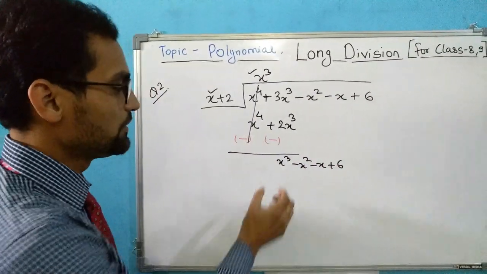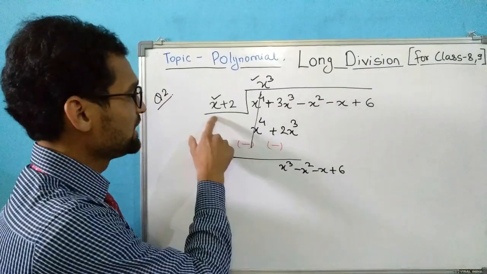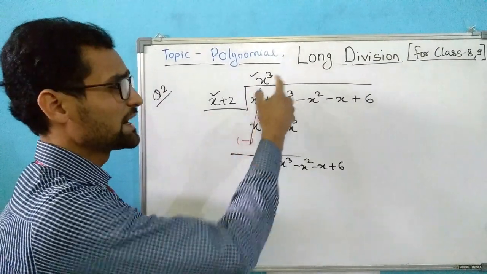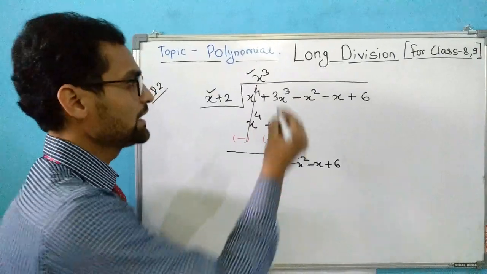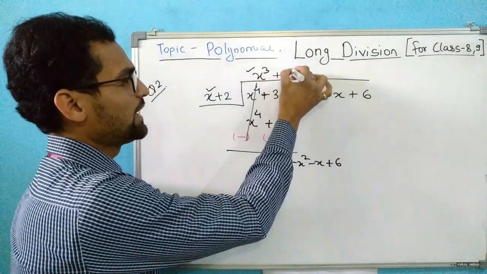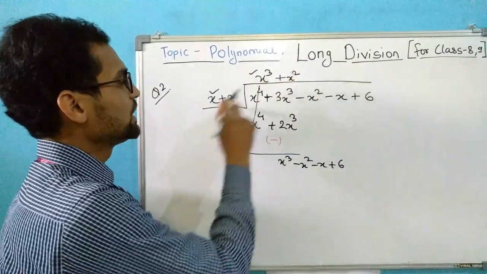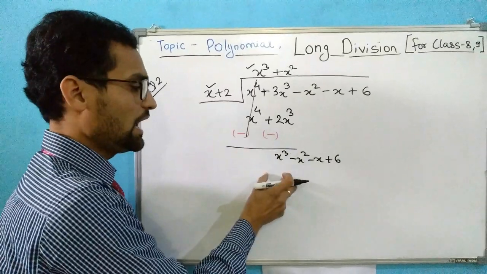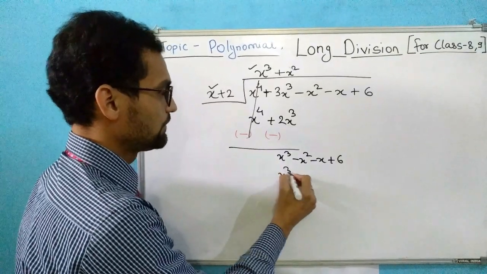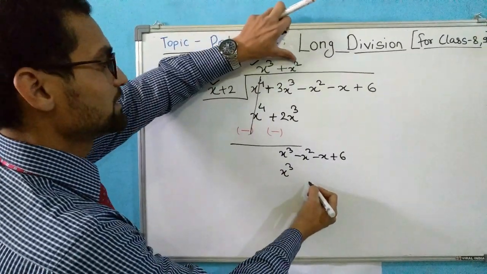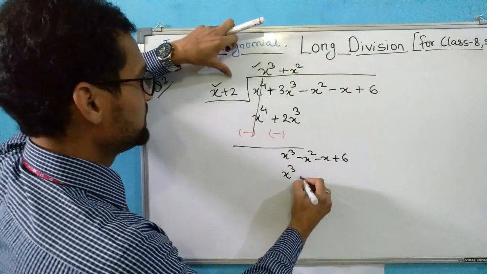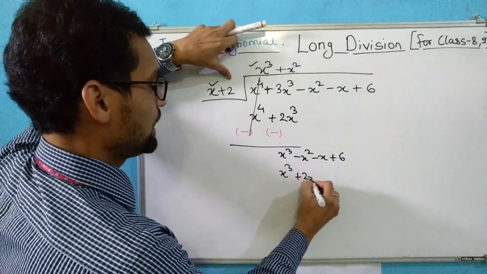Okay, now we have x cube and here is x. So what should we take in quotient? x square, right? अगर यहाँ पे आप x square लेंगे तो x square into x मिलके क्या बन जाएगा आपका x cube, right? So we have taken x square. This will be x square into 2. That means plus 2x square.